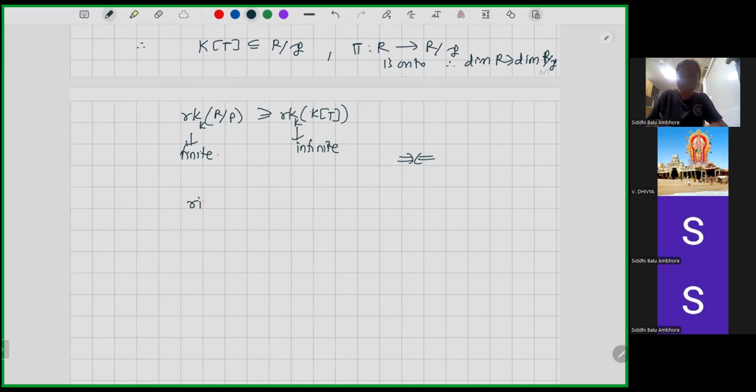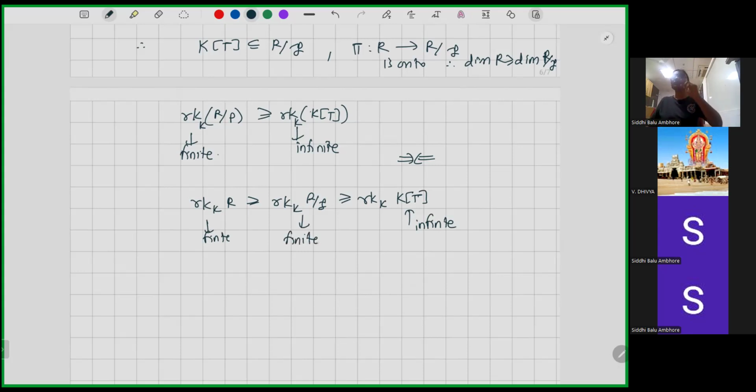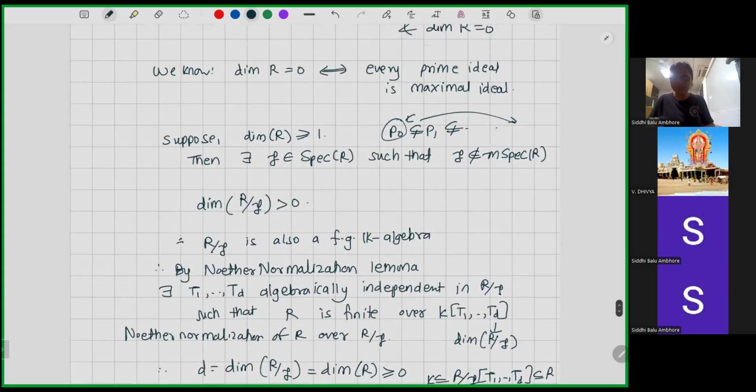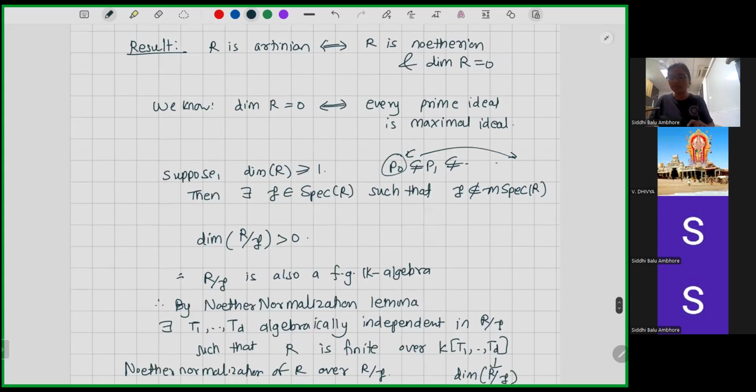So in general, what we have is the rank of R over K is greater than or equal to the rank of R mod P over K, which is greater than or equal to the rank of K[T]. And here the rank is infinite. But here the rank is finite, and even here. So that's the contradiction.